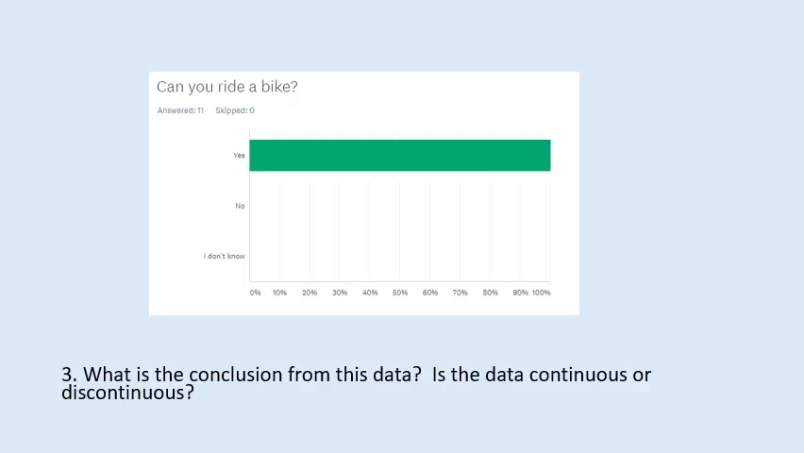Okay, can you ride a bike? Is it continuous or discontinuous? Again, this is discontinuous, because you either can or can't. I did put in I don't know as one of the options, because you might not ever have seen a bike. Some people might not have a bike and wouldn't necessarily know whether they could ride it or not, but everybody who'd completed the survey could ride a bike.